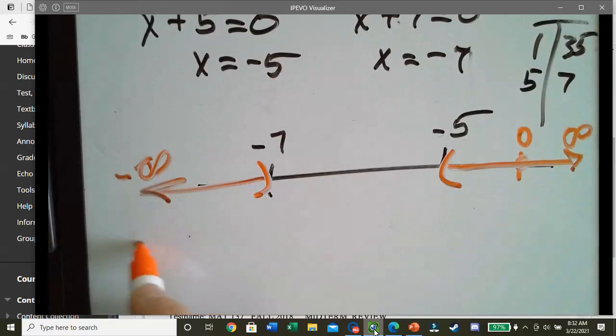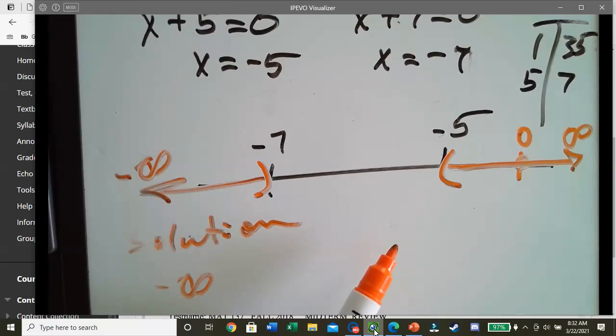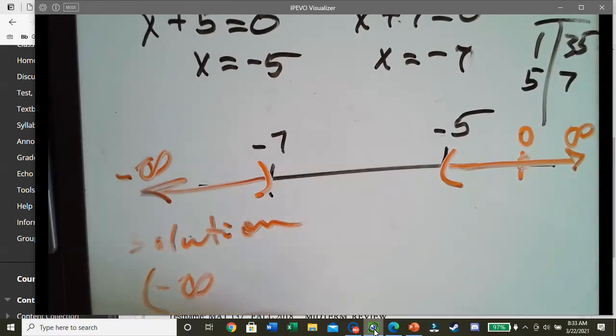Okay, so now we're ready to write our solution. So what's our solution going to be? Negative infinity, and infinity is always what? Open or closed? Can we ever get to infinity? No. We can't, right? Infinity goes on forever. So infinity is always open. We can tend towards infinity, right? But we're never going to get to infinity.